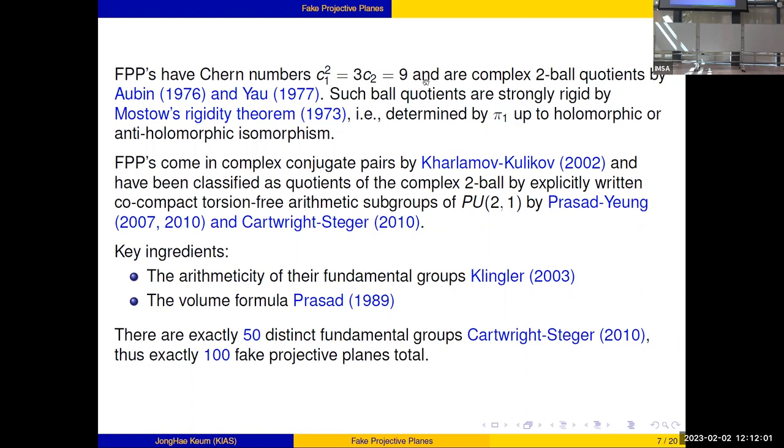So there are exactly 50 distinct fundamental groups by the computation of Cartwright and Steger. Therefore, exactly 100 fake projective planes in total, since they come in conjugate pairs. But the maximal arithmetic subgroup does not act freely, right? They call it a class. A class means two fundamental groups belong to the same maximal arithmetic subgroup. In some cases, they belong to different maximal arithmetic subgroups. In any case, in most cases, the maximal arithmetic subgroup does not act freely.